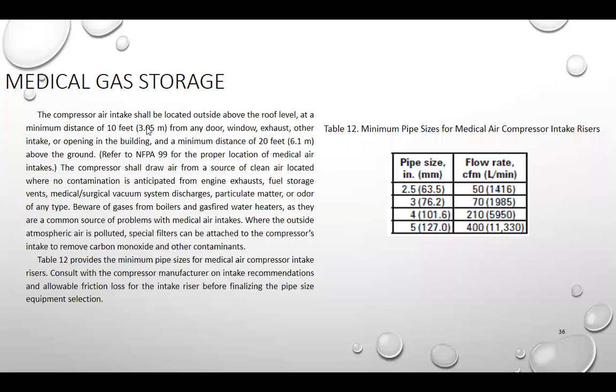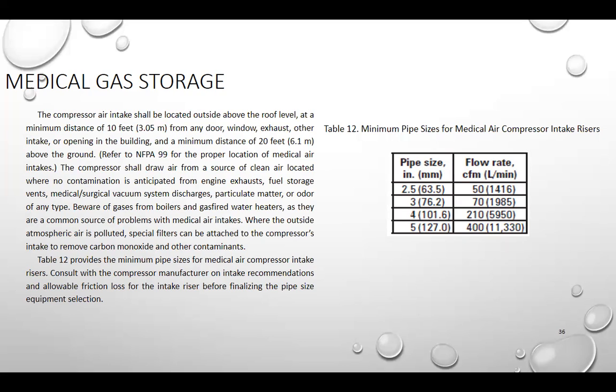So the compressor air intake should be located outside above the roof level at a minimum distance of 10 feet from any door, window, exhaust, other intake or opening in the building. So typical naman to. And a minimum distance of 20 feet above the ground. So refer to NFPA 99 for the proper location of medical air intakes.